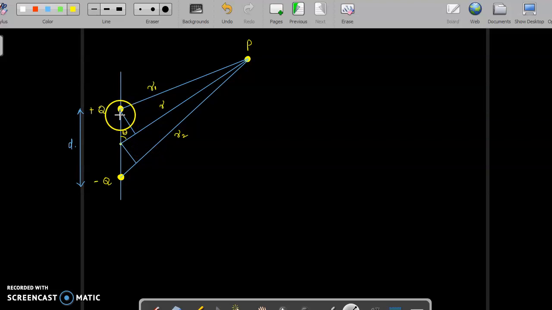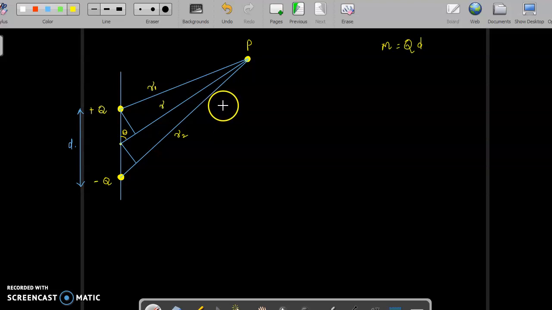So let plus Q and minus Q be two charges separated by a small distance D. The product of charge and spacing is called dipole moment. So M equal to the product of charge and distance is the dipole moment. Let P be any point at distances R1, R2 and R from plus Q, minus Q and the midpoint of the dipole respectively.